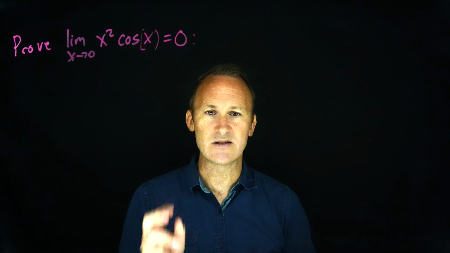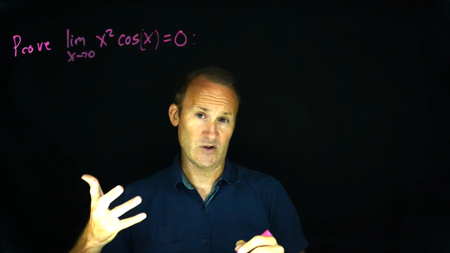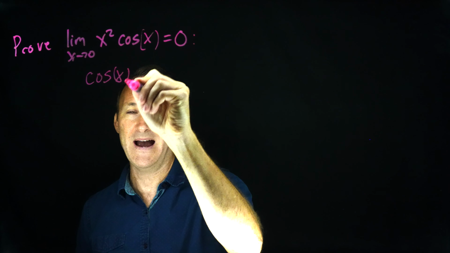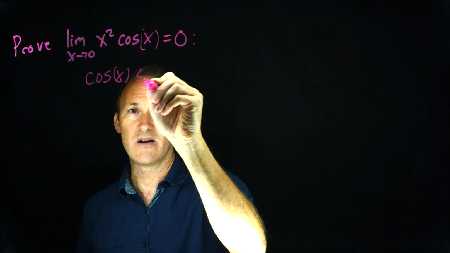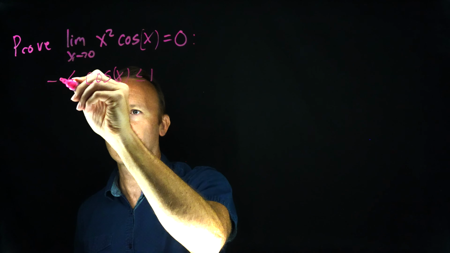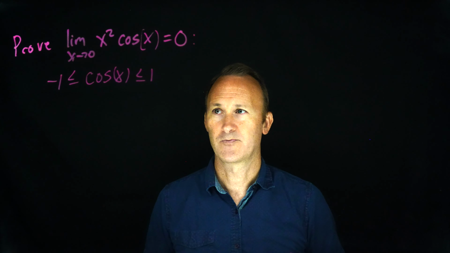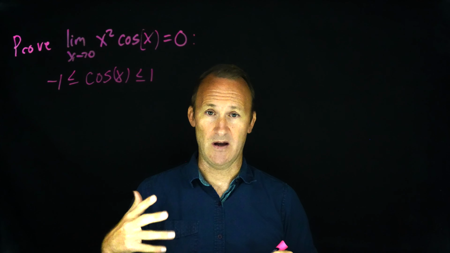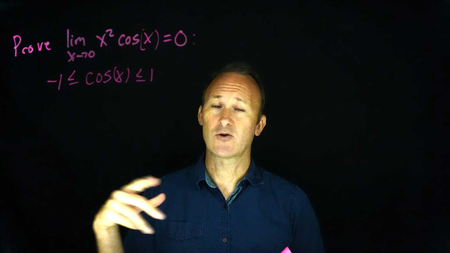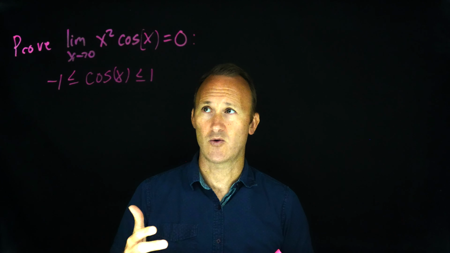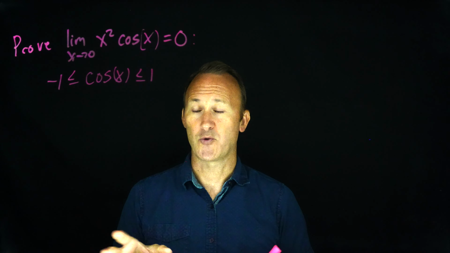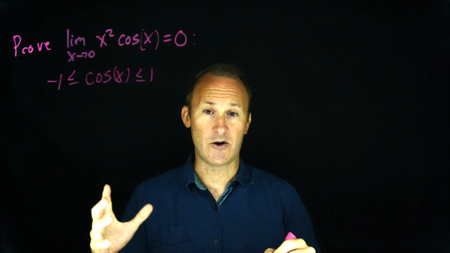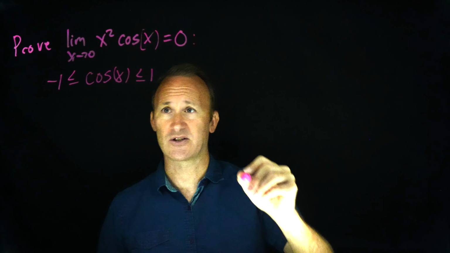To use the squeeze theorem, the key is to take your trig function, it's usually a trig function, and bound it. So the cosine of x is bounded between 1 and negative 1. That's the first step, and you should know that from trigonometry. Now, we need to get x squared in there. When you have an inequality, you can multiply each side by x squared. Note that x squared is positive, so it's not going to change the direction of the inequalities. If you multiply by a negative number, that does change the direction of the inequality.